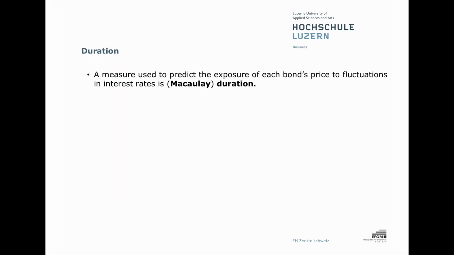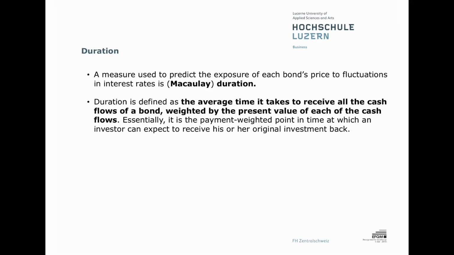A measure used to predict the exposure of a bond to fluctuations in interest rates is duration, which was introduced by the economist Frederick Macaulay in 1938. Duration can be understood as the average time it takes to receive all the cash flows of a bond, weighted by the present value of each of the cash flows.